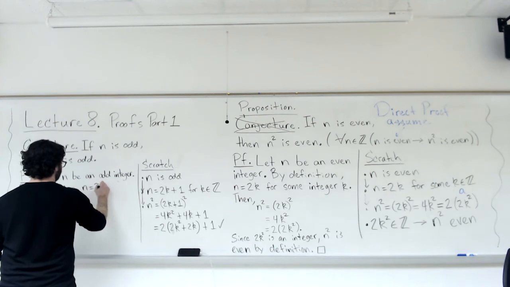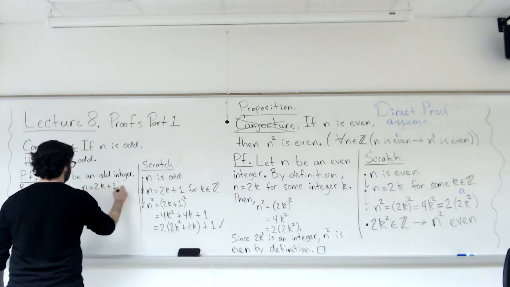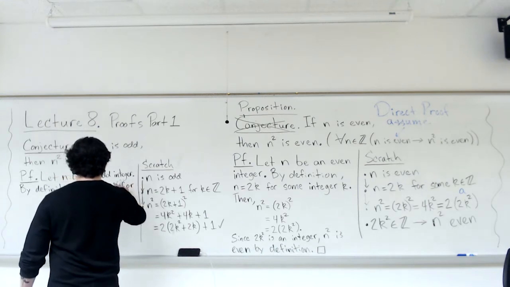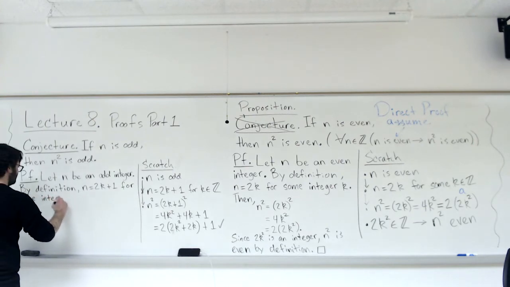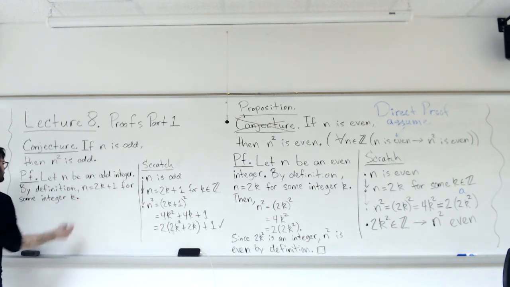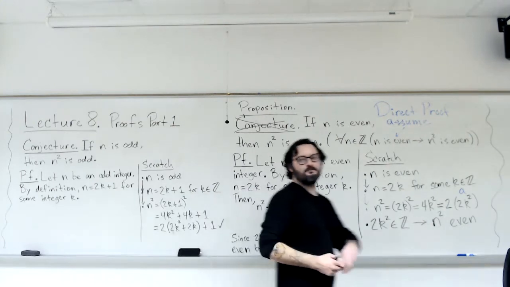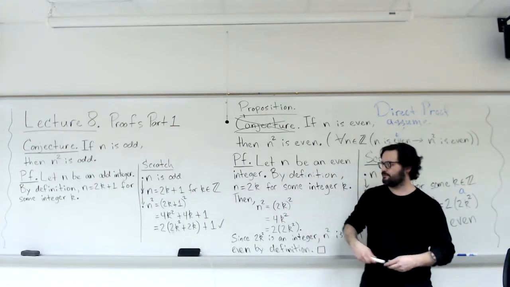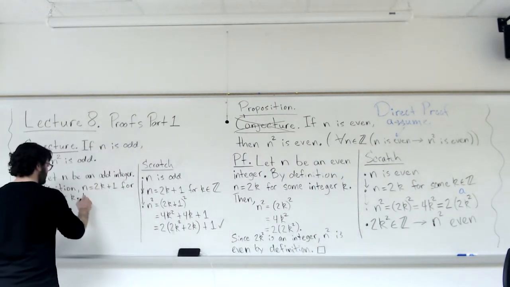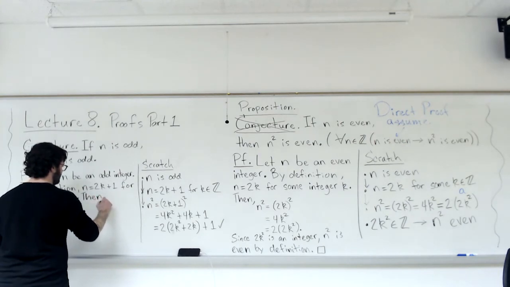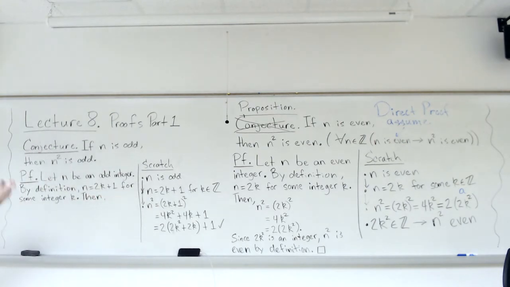So by definition, again, n is equal to 2 times k plus 1 for some integer k. Lined up better. So now we've used the definition. Our next step is to perform these algebraic steps. So we can transition to that with then. So then, comma, to indicate we're going to have like a little code block of equations.